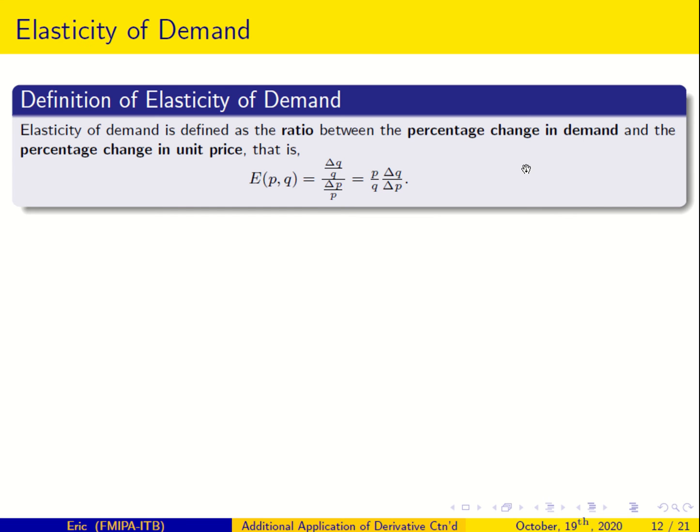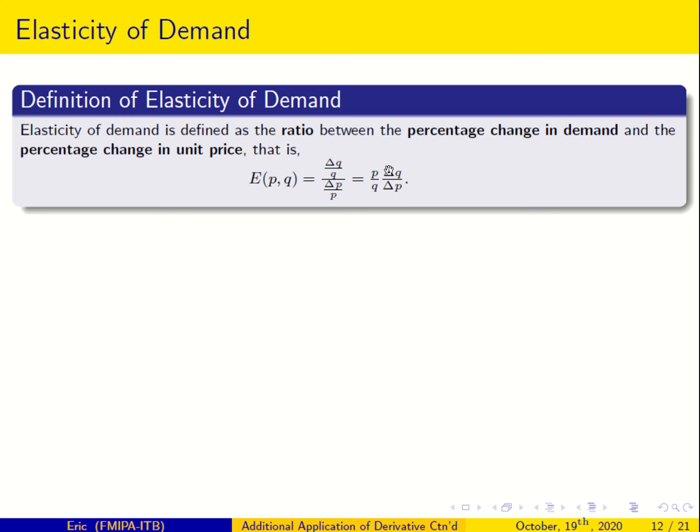So this is the definition of the elasticity of demand. Elasticity of demand is defined as the ratio between the percentage change in demand, that is delta Q divided by Q, the change in demand divided by the demand, and the percentage change in unit price. P is unit price, delta P is the change in unit price, so delta P divided by P is the percentage change in unit price.